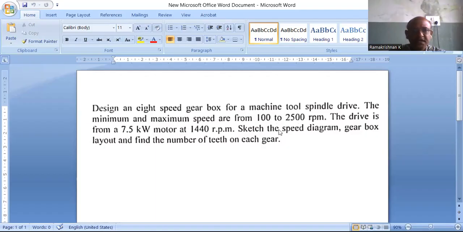Here in the question, the output speed required is 8 speeds. The minimum and the maximum speeds are given, 100 and 2500 RPM. The input source of power is the motor with 7.5 kilowatt and runs at 1440 RPM. So we have to design the gearbox with a ray diagram or speed diagram, gearbox layout and the number of teeth on each gear. So let us have a look at this problem.